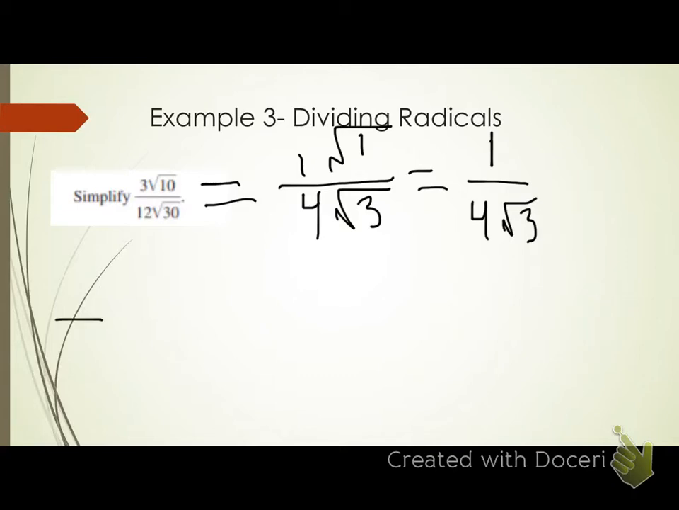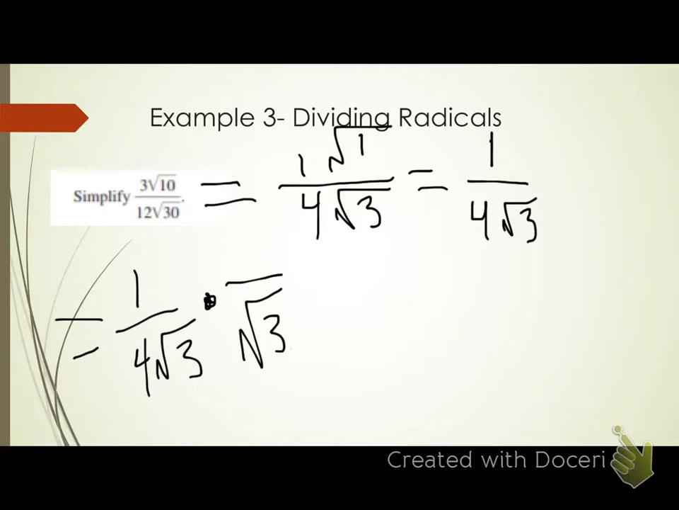I'm going to move my work over here. I need to multiply the part that has the square root of 3 in it by the square root of 3. So it'll get rid of that radical. Whatever I do to the bottom of a fraction, I have to do to the top. So up top I get 1 times the square root of 3, which is just the square root of 3.